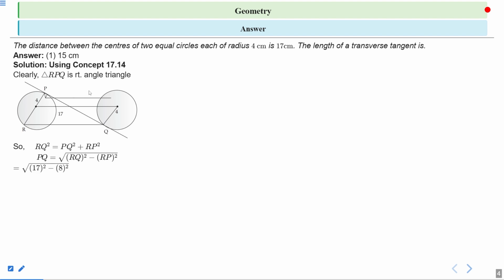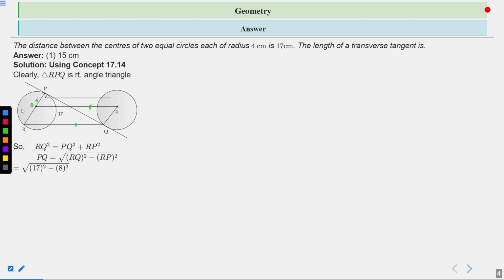Now we know that the length of RQ is given, which is 17 centimeters, because both are parallel and equal. This length should be equal to this length. And RP we know is 4 and 4, 8 centimeters, because if we take O as the center of the circle, then OP is 4, so RP will become 8.